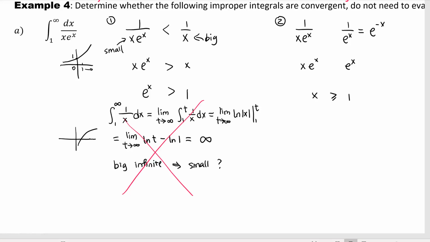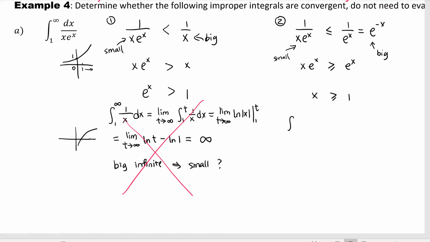Here bigger or equal versus bigger than doesn't matter; we just need to figure out which one is the big guy and which one is the small guy. When we multiply by e to the x on both sides, because e to the x is always positive, we still have greater than or equal. But when we flip it and move it to the denominator, we flip the inequality sign, so we have less than or equal. Now this is the big guy and this is the small guy.